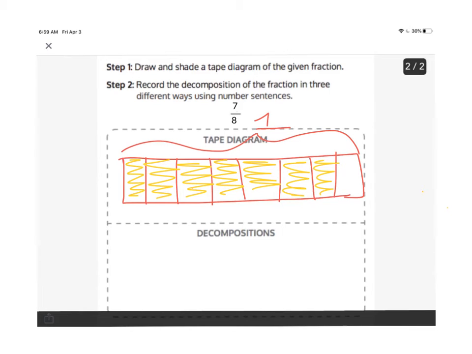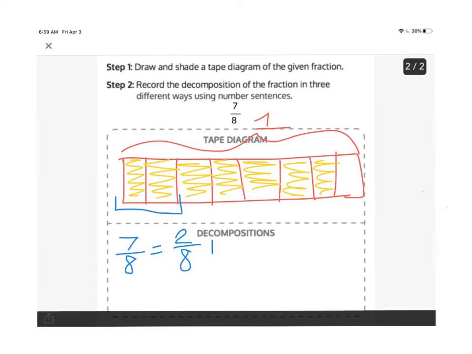Step 2 is to record the decomposition of the fraction in 3 different ways using number sentences. So that's like looking back on the first problem that we did, where we broke that fraction apart into different groupings. I'll do this first one in blue. So 7/8 is equal to, let's see how I want to break this up first. Well, last time I started by just looking at 2/8. So I'm going to do that again.